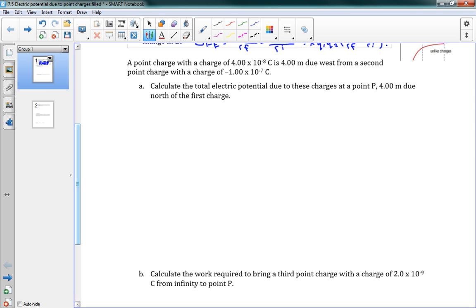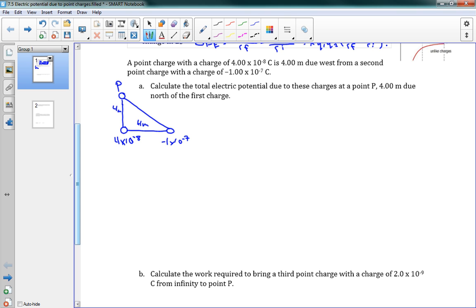Okay, first step, we want to draw this thing. So we've got our first point charge here. This was 4 times 10 to the negative 8 coulombs. Okay, and that was 4 meters due west of a second object. So there's our second object that we're west of. And this one was negative 1 times 10 to the negative 7. And then we want to test at a point P north of the first charge, 4 meters north. So this is 4 meters, that was 4 meters, and we're going to need to find that distance at some point. Okay, so this is our situation. This was point P.